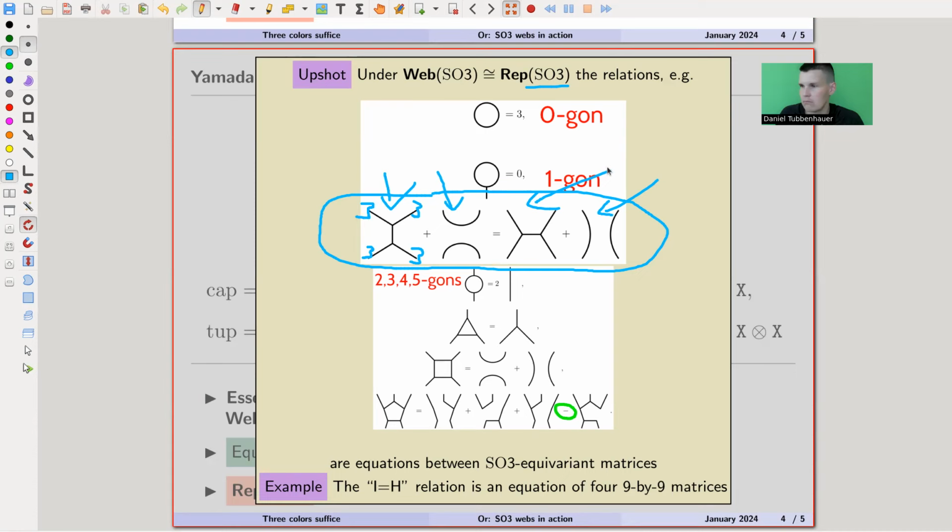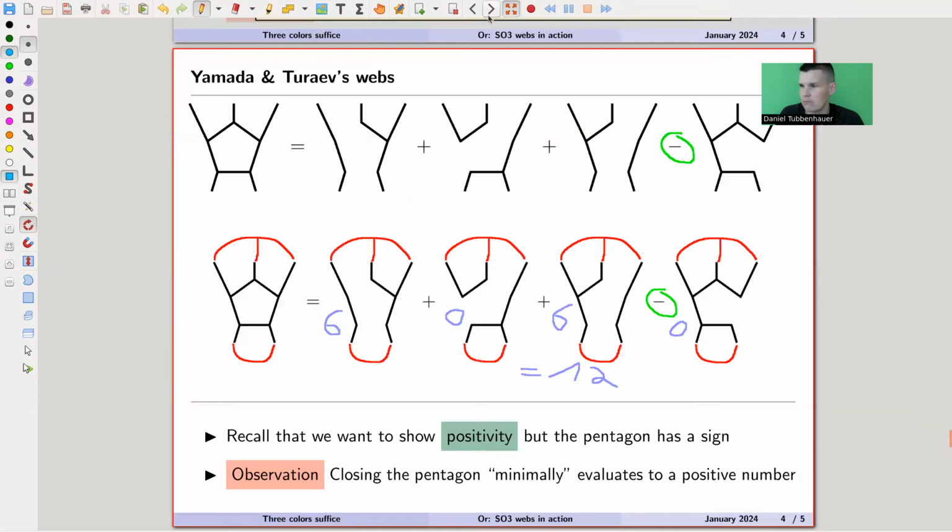So where does it come from? Hopefully I explained the whole story, and all the relations, like the pentagon relation, are now relations among matrices. Okay, let's address the final question.